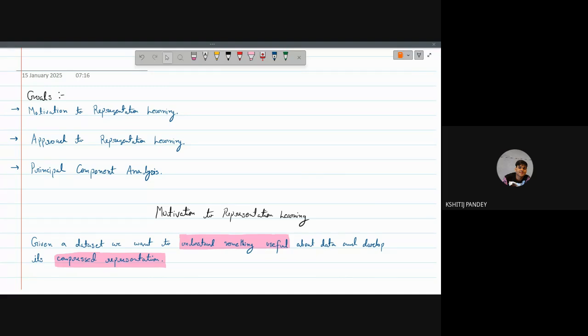As you can see on my screen, the goal for today is the motivation for representation learning. What's the need? What's the problem we want to solve? After that, we will cover the approach for the problem we have in hand, and then we will conclude the session with principal component analysis. In this second section, we will discuss how we develop the principal component analysis algorithm. Is that clear with everyone?